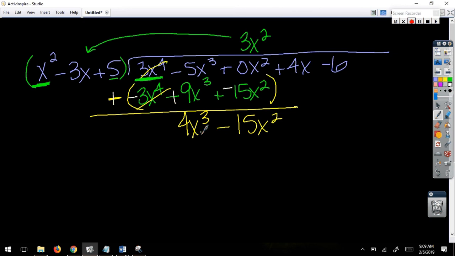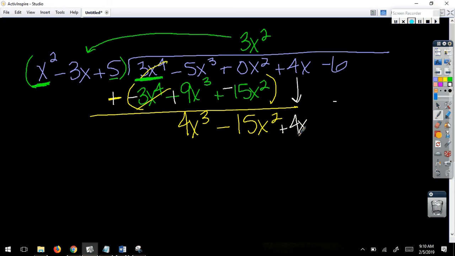Subtract and bring down the next number, right? I got negative 14x squared. Negative 5x cubed minus negative 9x cubed. All right, bring down the next one. 4x. Now, what do you do? Do we have to break down minus? Not yet, just one at a time, just like here.